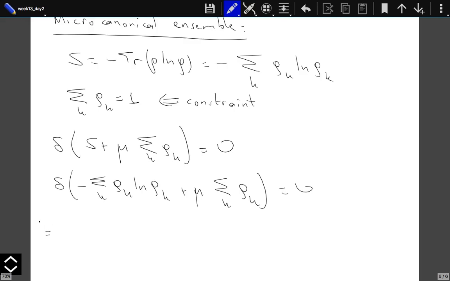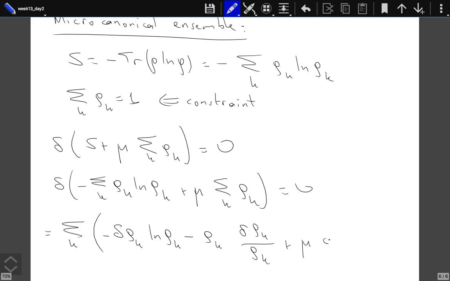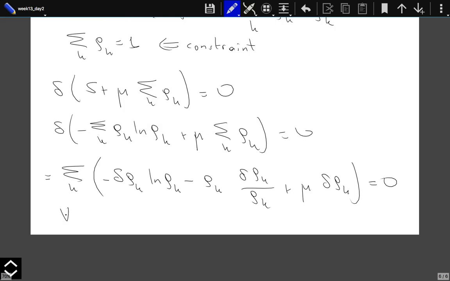Let me write this condition. This is sum over k, minus the variation of rho k times logarithm of rho k, minus rho k times the variation of the logarithm of rho k, which is variation of rho k divided by rho k, plus mu times the variation of rho k. This should be equal to 0 for all sufficiently small variations of rho k.